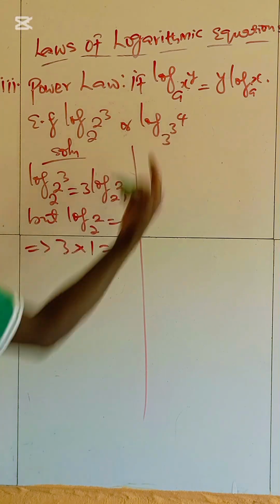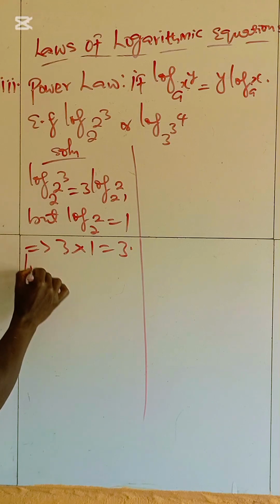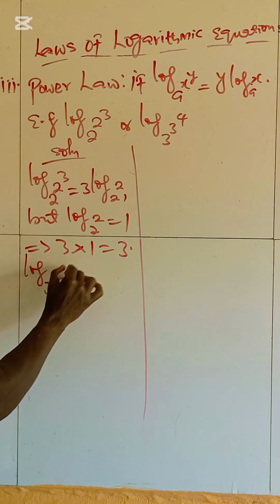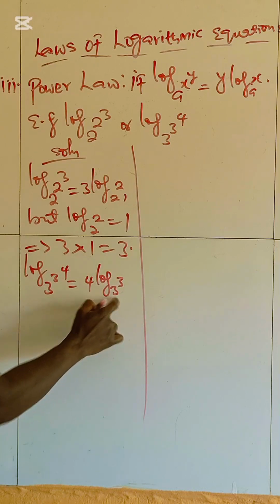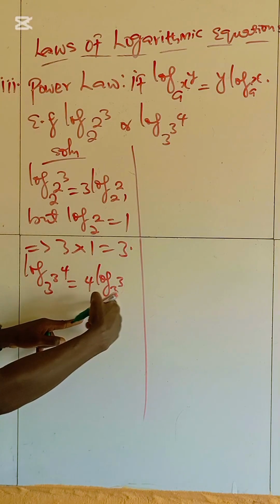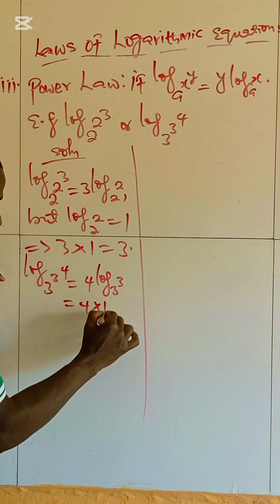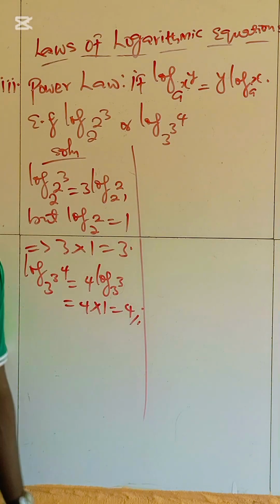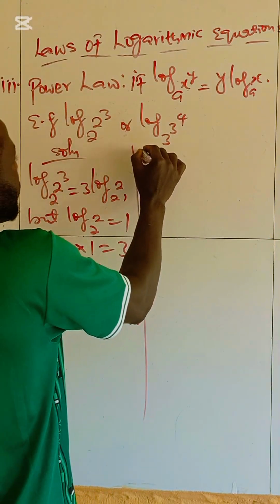Also for the second one, the same thing. You have logarithm to base 3 of 3 to the power of 4, which is the same as 4 logarithm of 3 to base 3. Remember, logarithm of any base to its own power is 1. So here you're going to have 4 by 1, which will still give you 4.